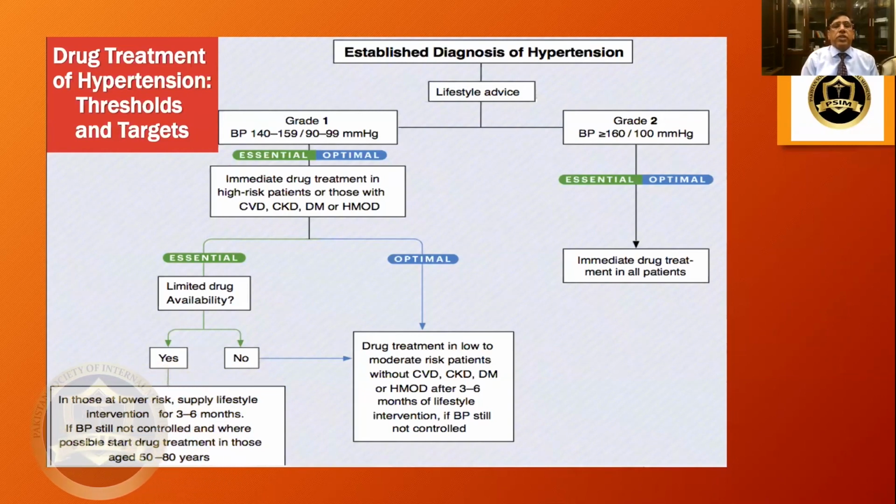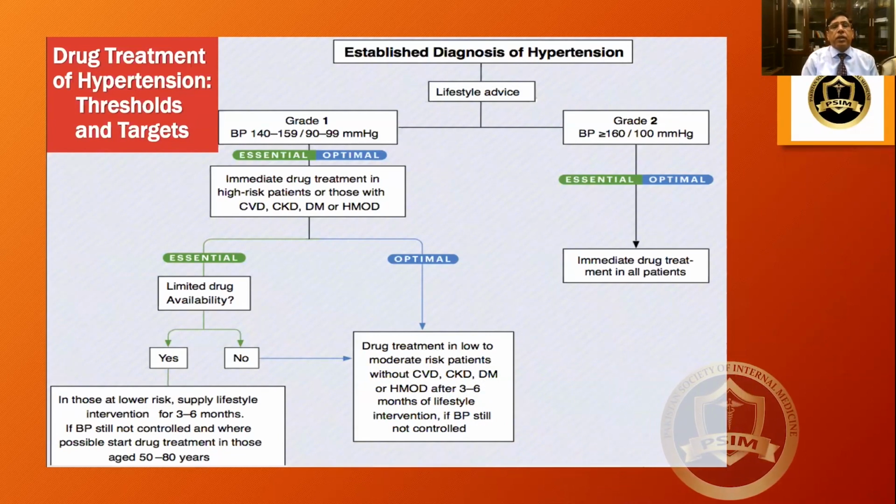Now the International Society of Hypertension has mentioned the essential things which must be done in each and every case of hypertension, and the optimal things that, whenever possible and available, should be opted for or should be the target. So grade 1 hypertension, those with cardiovascular disease risk of more than 10%, or CKD, diabetes, or hypertension-mediated organ damage, would require an immediate drug treatment.